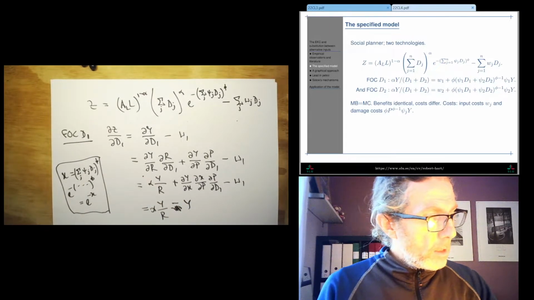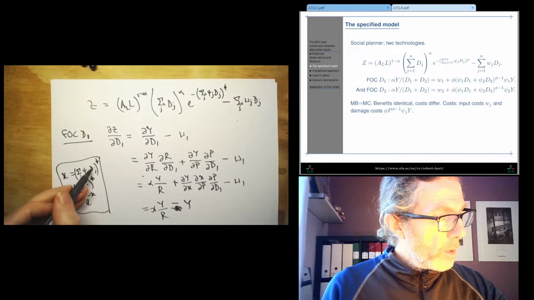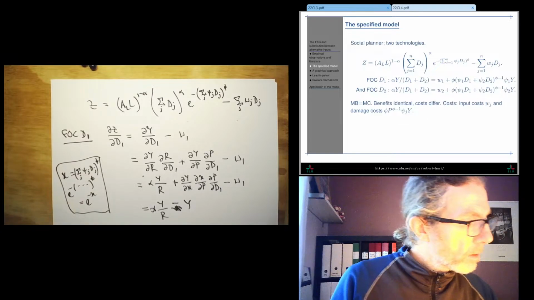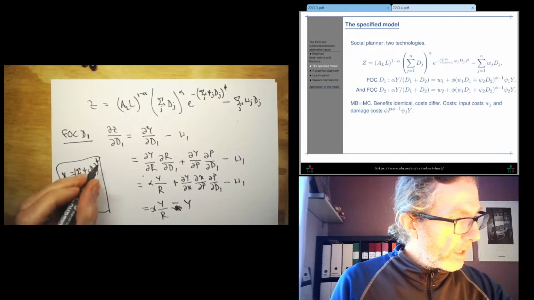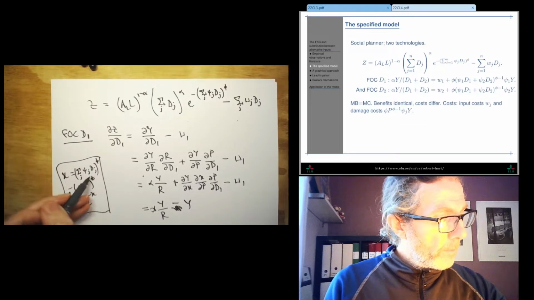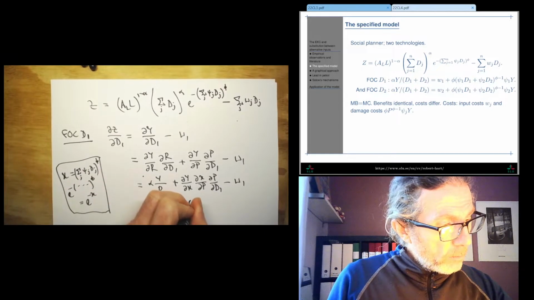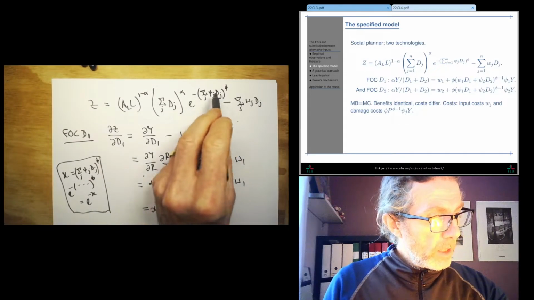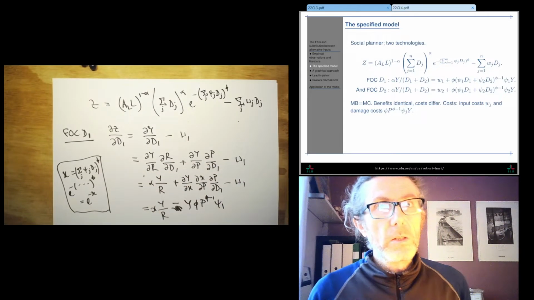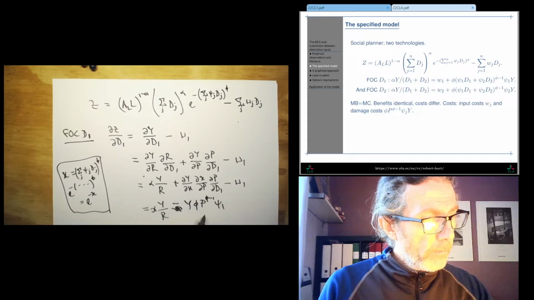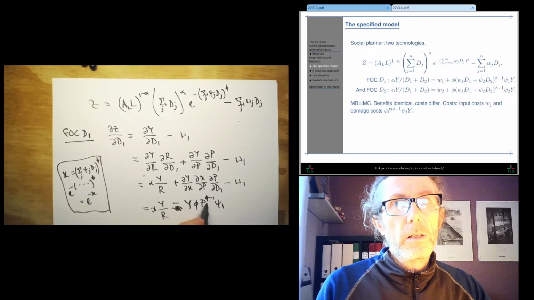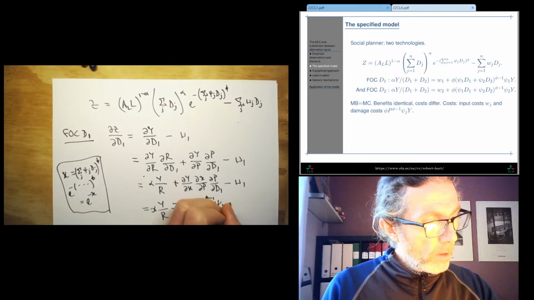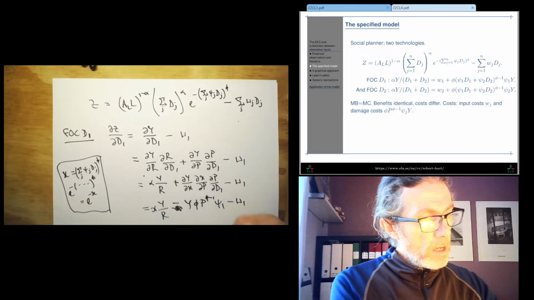Okay? dx by dp, x is p to the phi, so dx by dp is phi p to the phi minus 1. Or was that phi or psi? Yeah, it's phi. So dx by dp is phi p to the phi minus 1. And finally, dp by dd1 from the definition of p is just psi 1. Okay, so we end up with that. Phi psi 1 p to the phi minus 1 y. Okay, equals 0.